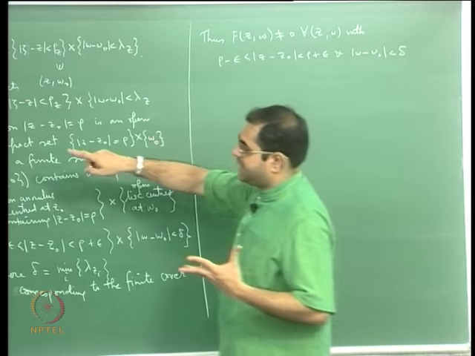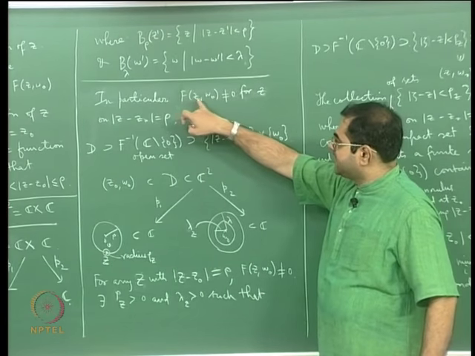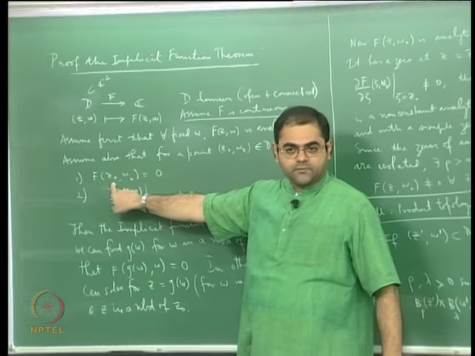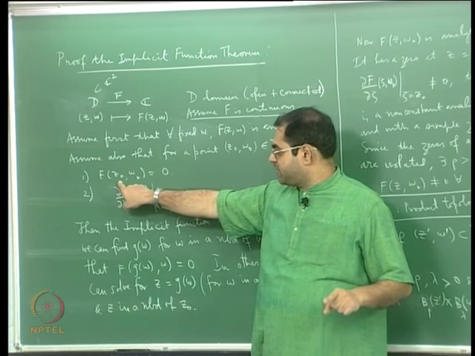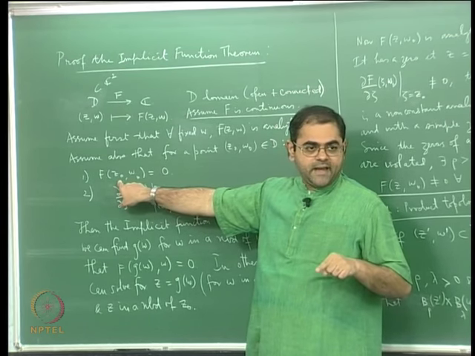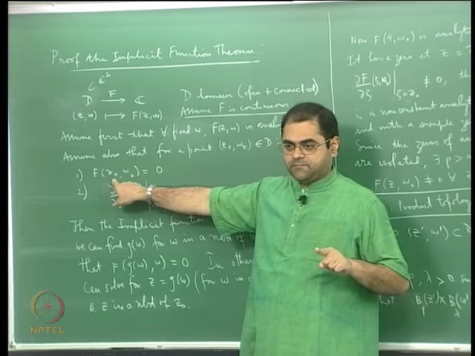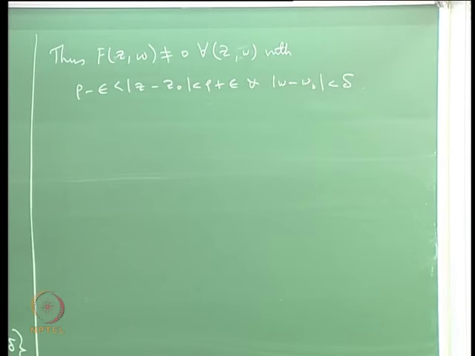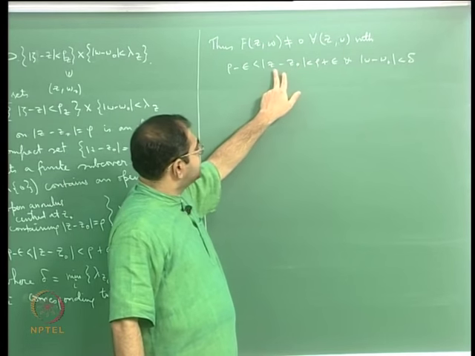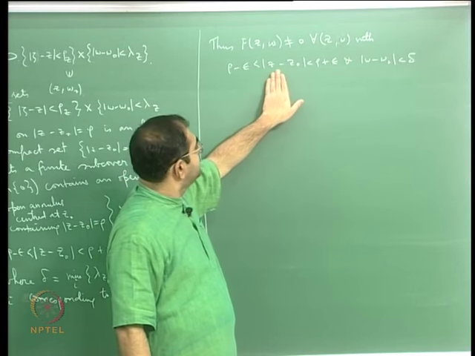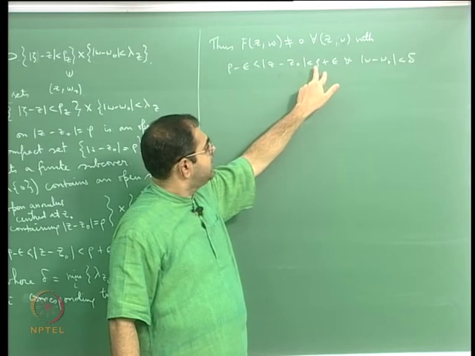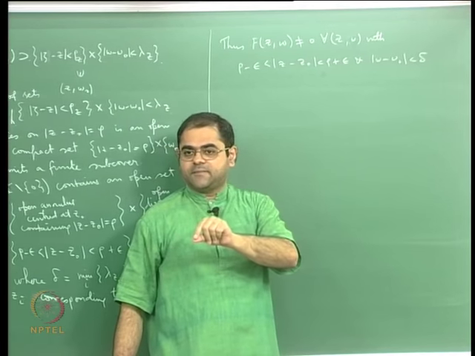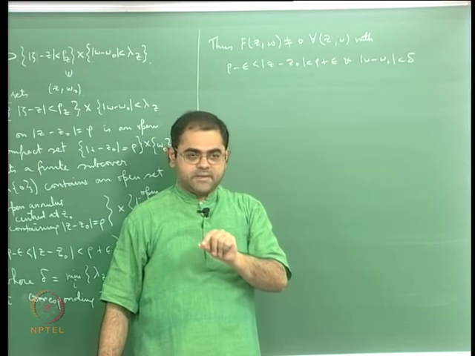We already know that f(z₀, w₀) is 0. That is, f(z, w₀) has a 0 at z₀ and that 0 is a simple 0. We know this. What I am now going to say is that for every w lying in that disk, |w − w₀| less than delta, there is exactly one z lying inside |z − z₀| less than rho where f(z, w) is 0, and that 0 is a simple 0, namely a 0 of order 1.